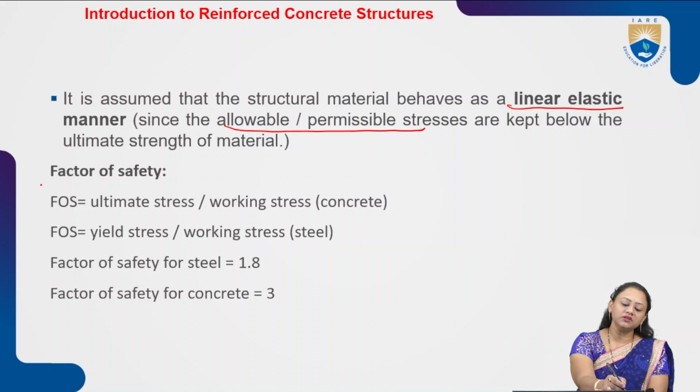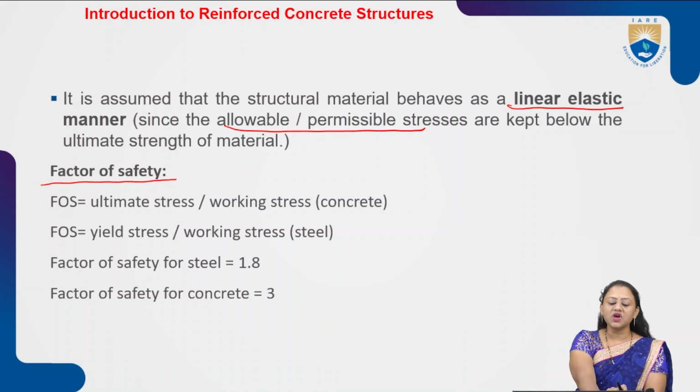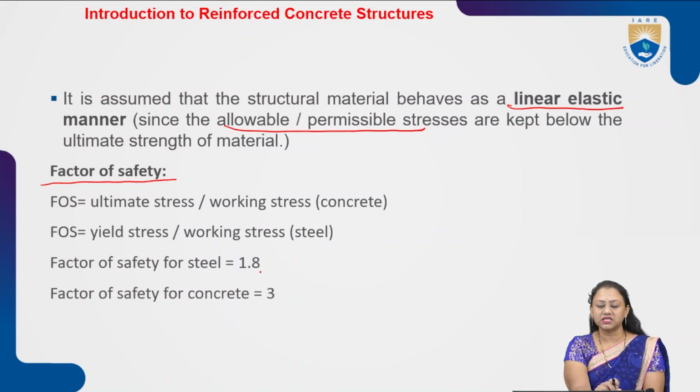Coming to something else, there is a term called factor of safety. The factor of safety is the ultimate stress divided by the working stress for concrete. Similarly, for steel you have the yield stress divided by the working stress in steel. So the factor of safety for steel is 1.8, whereas the factor of safety for concrete is 3.